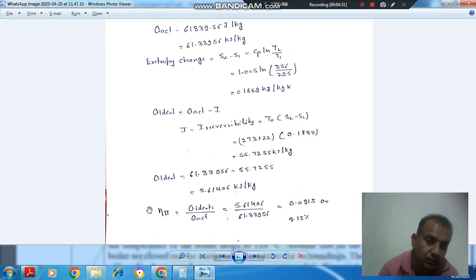From these two we can calculate second law efficiency, that is Q ideal by Q actual, which will be 5.6140 divided by 61.33956, or it will be 9.15%, which is the answer.